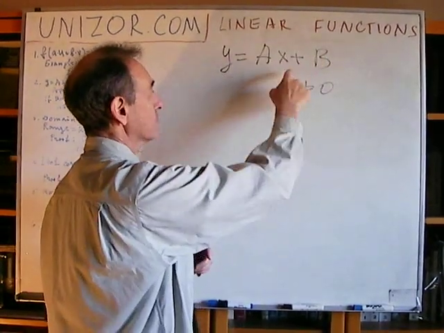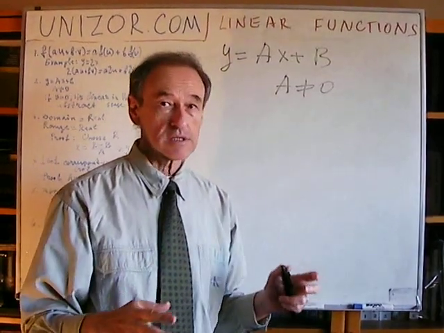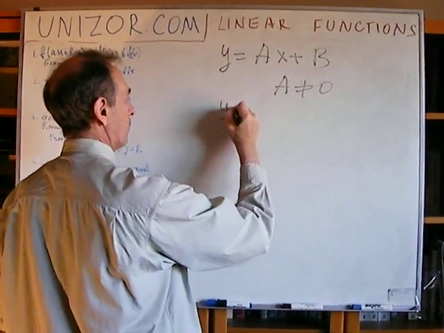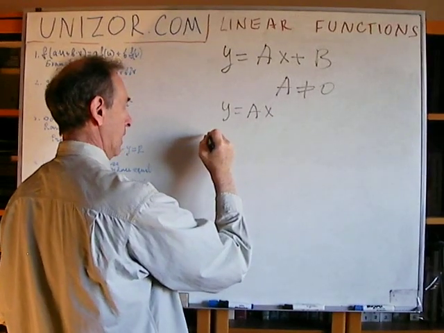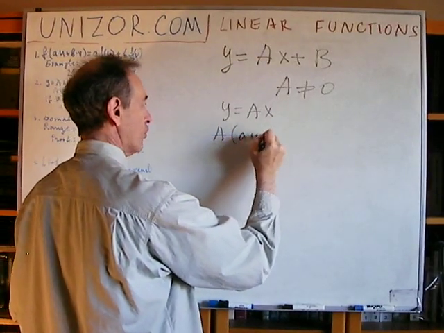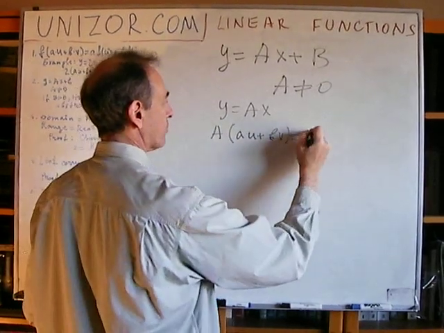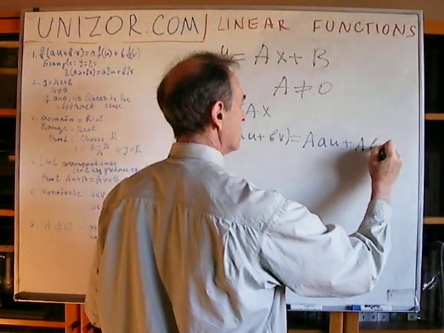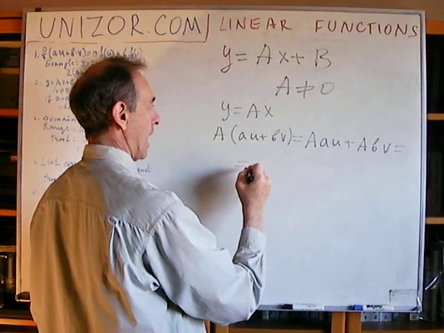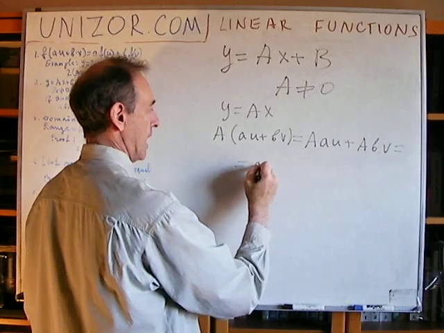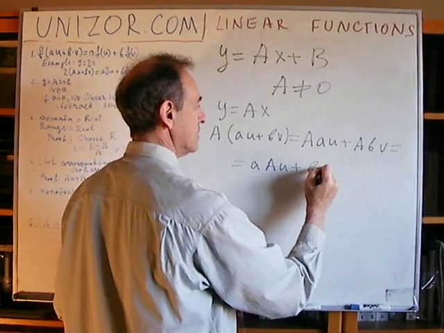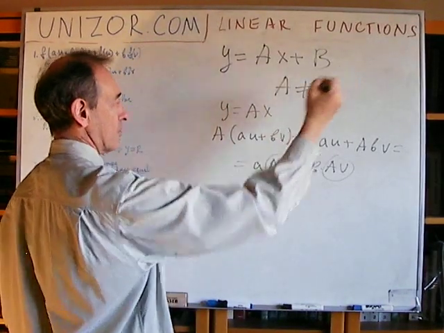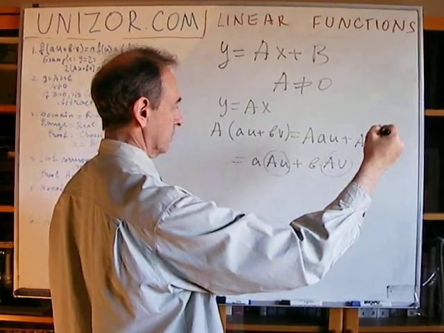If b is equal to 0, then function y = ax is linear in this abstract sense. Well, indeed, if y = ax, then a times (αu + βv) is equal to, let's open the parentheses, αau plus βav, which is the same thing as α times au plus β times av. So these are exactly, if you remember, α f(u) and β f(v).